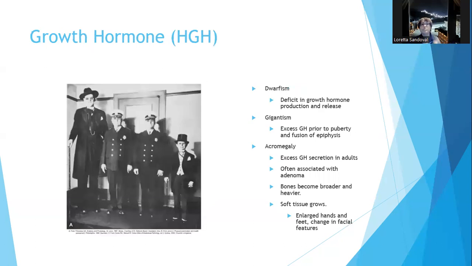So pituitary disorders can cause either an excess or deficit of human growth hormone. A deficit of growth hormone causes dwarfism. Giantism is excess growth hormone. Acromegaly is excess growth hormone secretion in adults, and it's often associated with an adenoma. The bones become broader and heavier, and soft tissue grows. You often see enlarged hands and feet and changes in facial features like an enlarged jaw. That's common with acromegaly.